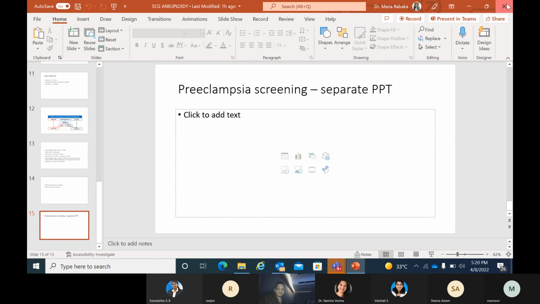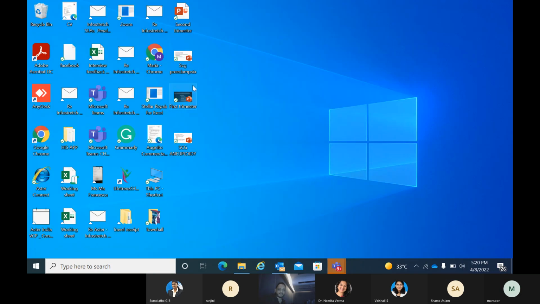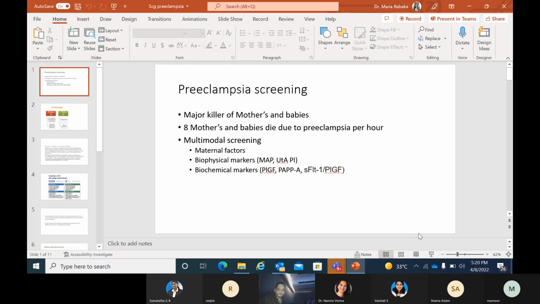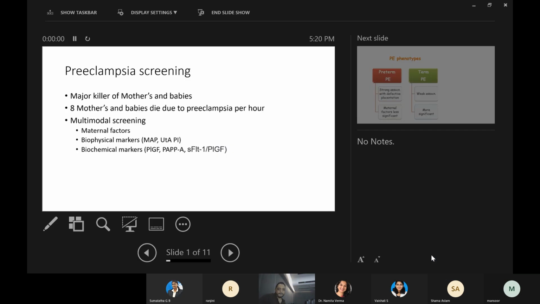So now the next presentation is about preeclampsia screening. Preeclampsia, we are all aware of it. It is a major killer of mothers and babies. 8 mothers and babies die due to preeclampsia per hour. I think I have been speaking now for almost 1 hour. That means till now 8 mothers and babies have died due to preeclampsia.